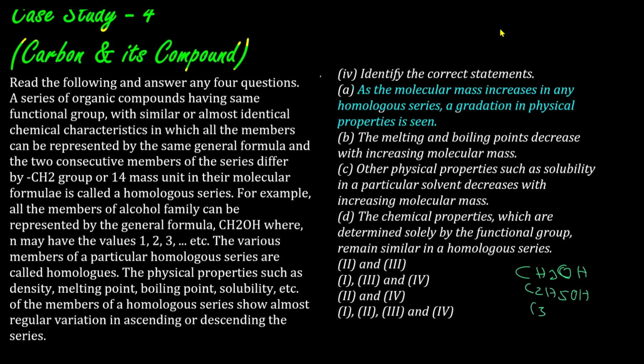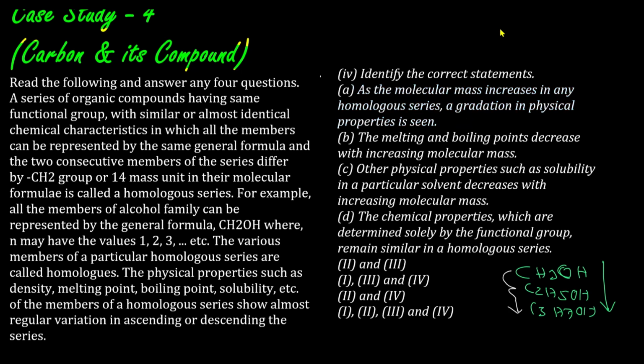C2H5OH and C3H7OH, right? So there is a gradation in the physical properties. As you know, it is a correct statement. And the reason is, as the molecular mass increases in any homologous series, there is a gradation in physical properties. And you should also know that there is another reason why the melting point and boiling point increase as we go down a group. The reason is very simple, that you can figure out. As you go down a group, you are finding that more bonds are there. Therefore, greater energy is needed to break these bonds.